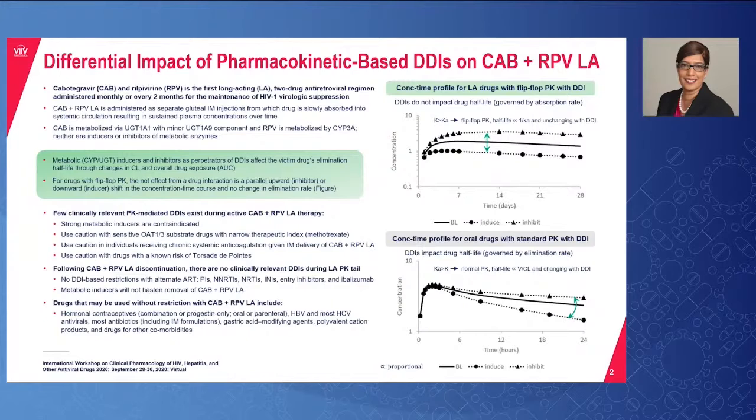Drugs that may be used without restriction with CAB-LA and rilpivirine-LA include the following: hormonal contraceptives, HBV and most HCV antivirals, most antibiotics, including IM formulations, gastric acid modifying agents, and drugs for other comorbidities.